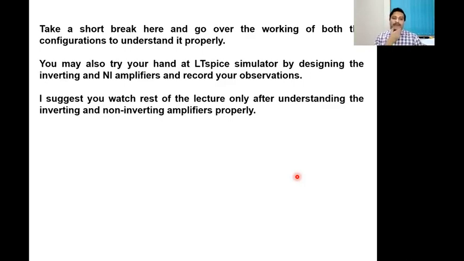You can also try your hand at the SPICE simulator, which I had described in a supplementary video earlier. You can try to design these inverting and non-inverting amplifiers and see the output, and then try to match it with your understanding. Record your observations. If you measure something out of the ordinary, record it, and then maybe we can discuss it in one of the discussion sessions.